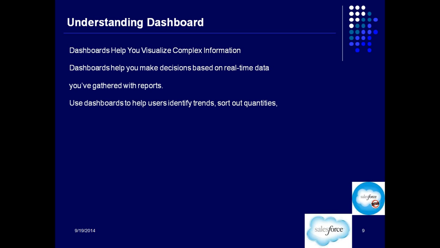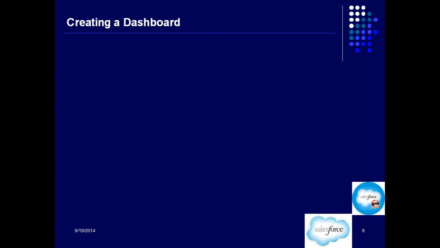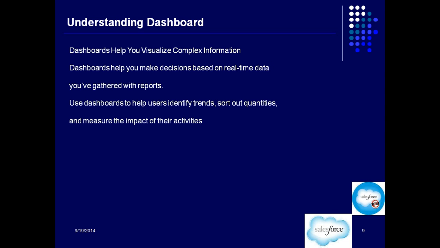Use dashboards to help users identify trends, sort out quantities, and measure the impact of their activities. So dashboards can be used to basically identify trends and understand how the data is moving, or how different teams or different departments are performing and all. So that is what we have in dashboard.